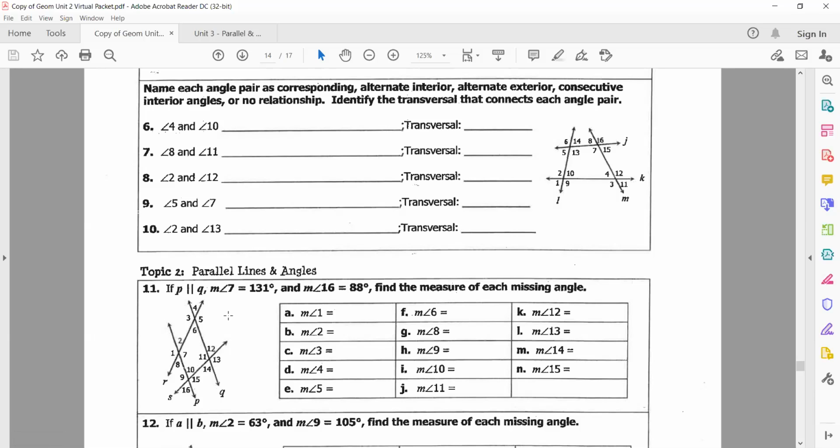So now to find what 3, 4, 5, and 6 are, we have to start looking at corresponding, alternate interior, alternate exterior, consecutive interior, and so on. Those are the add-on definitions that are going to allow us to find all the rest of those angle measurements on the transversal R. I don't even care about transversal S yet until I get everything identified on that transversal R.